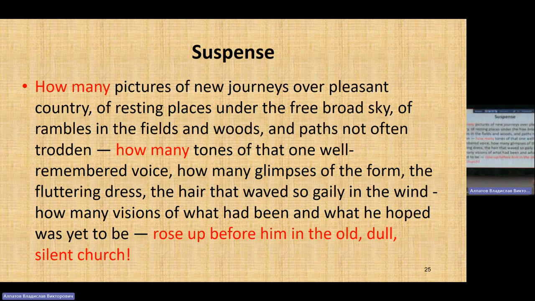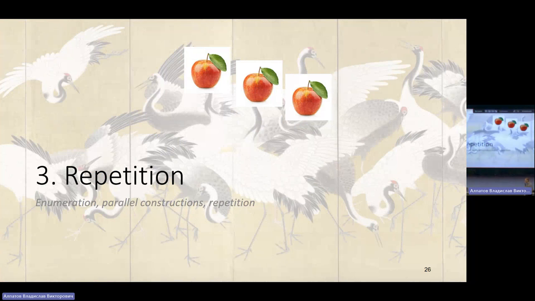So why did I include this into this block of completeness of structure? Because unlike break and ellipsis, which shorten the structure, suspense, vice versa, extends it beyond the normal size, right? We make it look longer, extend it longer than is necessary, logically. Now, the third block will be about repetition. And here we'll deal with enumeration, parallel constructions, and repetition proper.